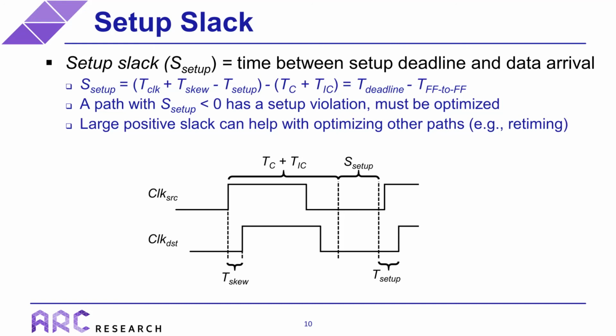So one example of this is that a large positive slack can help synthesis tools optimize other paths by moving logic around through things like retiming, where operations get moved between different pairs of registers. And I'll be talking about retiming more and a bunch of other timing optimization methods in future presentations.